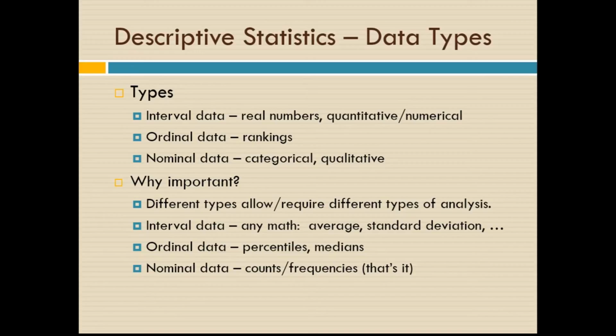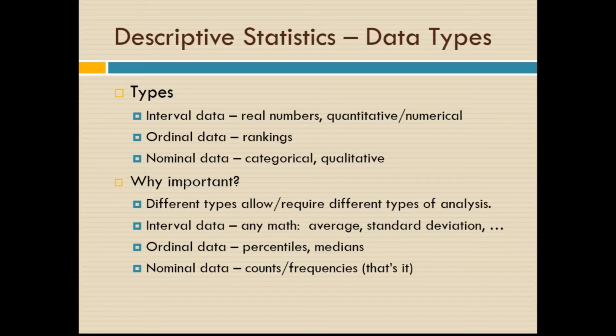And when you have categorical data or nominal data, the only thing you can do is count. You can just count the frequencies, how many blue cars we have, how many silver cars. We cannot take an average. We can't take a standard deviation. We can't do any sophisticated math. All we can do is count.